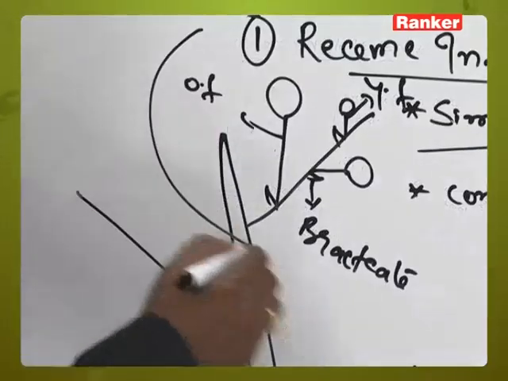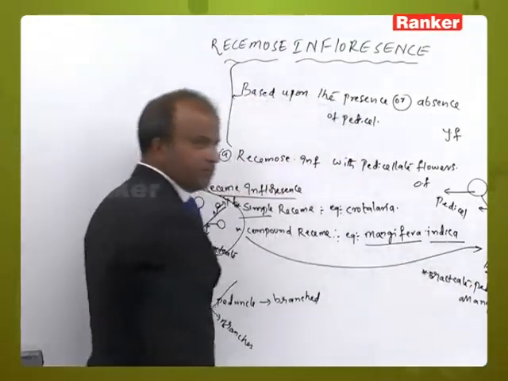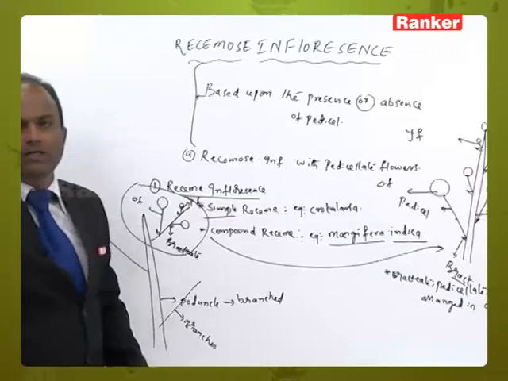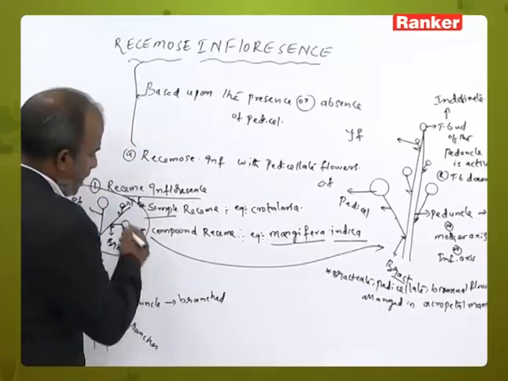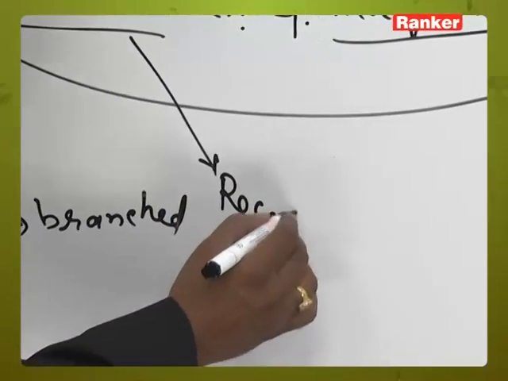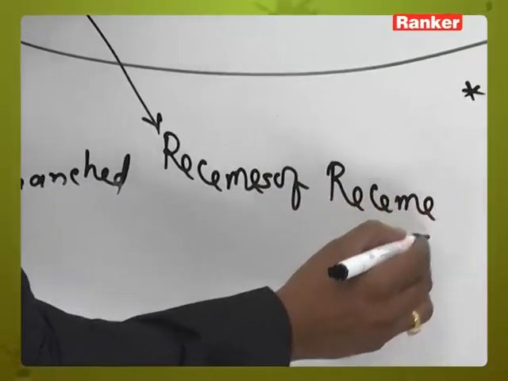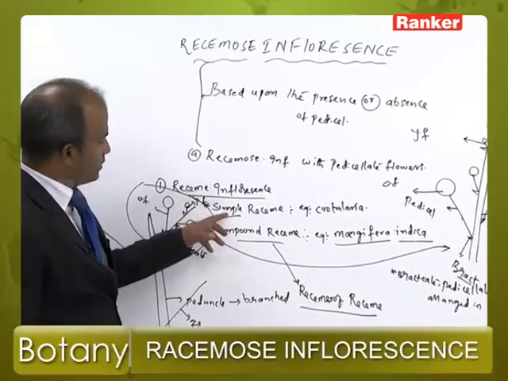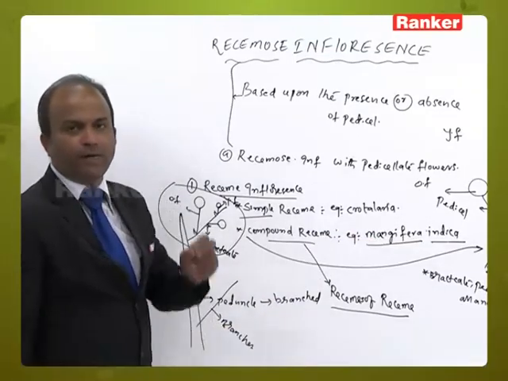That means each branch of this compound raceme resembles a simple raceme. Can we call this compound raceme a raceme of racemes? Yes, it is also called a raceme of racemes. This is the explanation for compound raceme. The example is Mangifera indica.